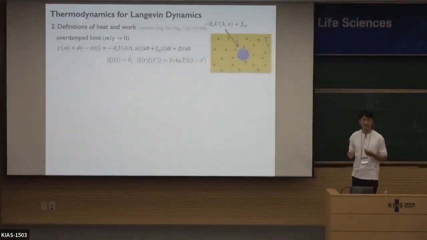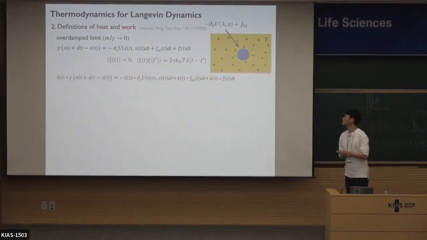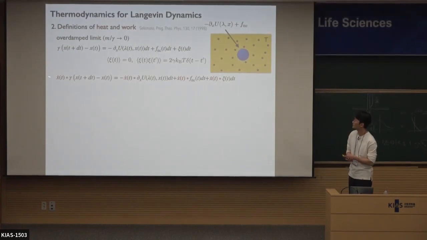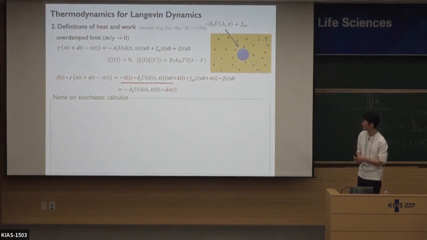Okay, so let's now make the thermodynamic first law in this overdamped Langevin system. Let's do the same thing. We multiply x dot to both sides of the equation with the Stratonovich product. Then, okay, let's look at this part first. This x dot dt can be written in this way, dx, and this product is a Stratonovich product.